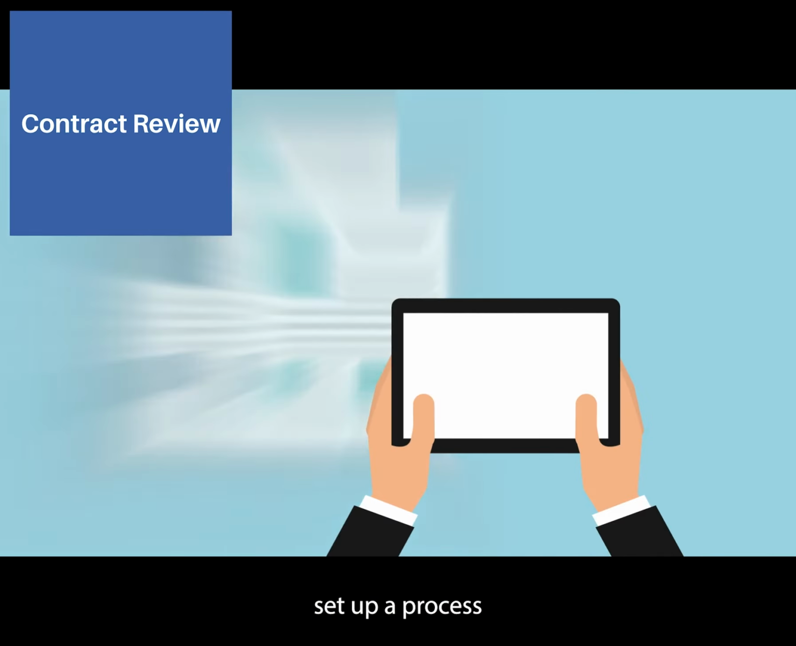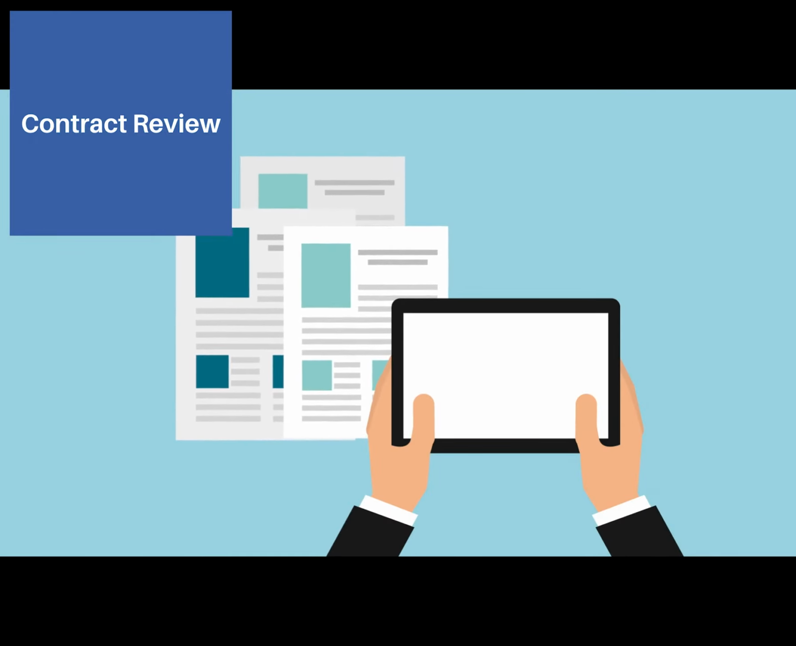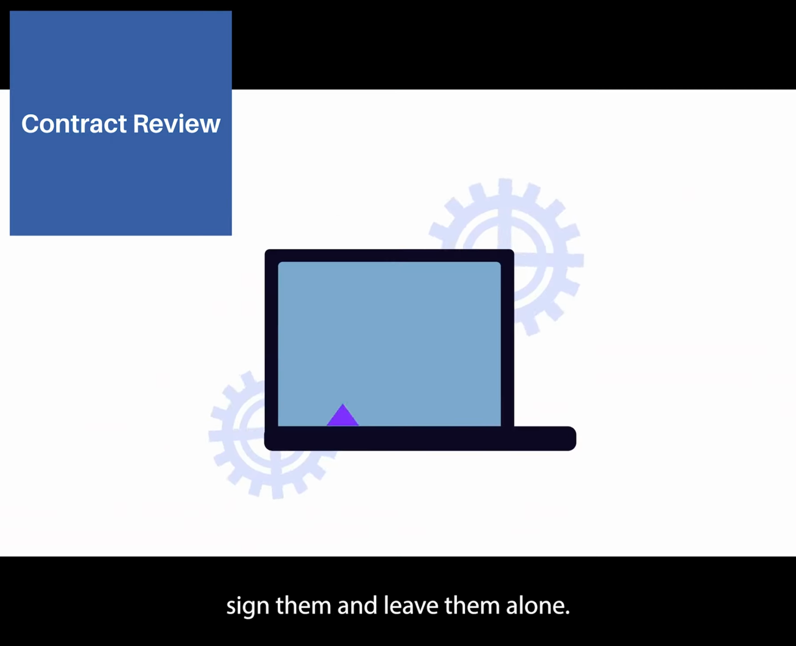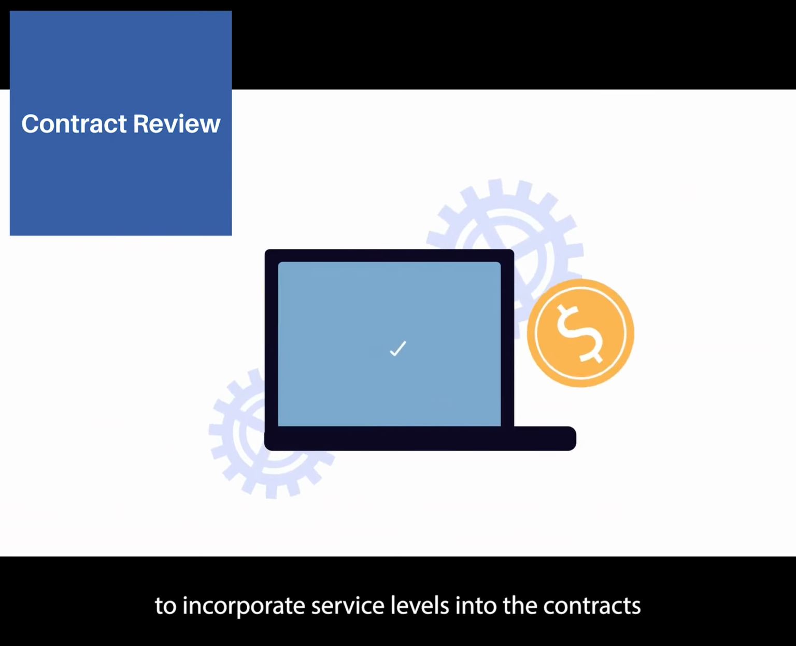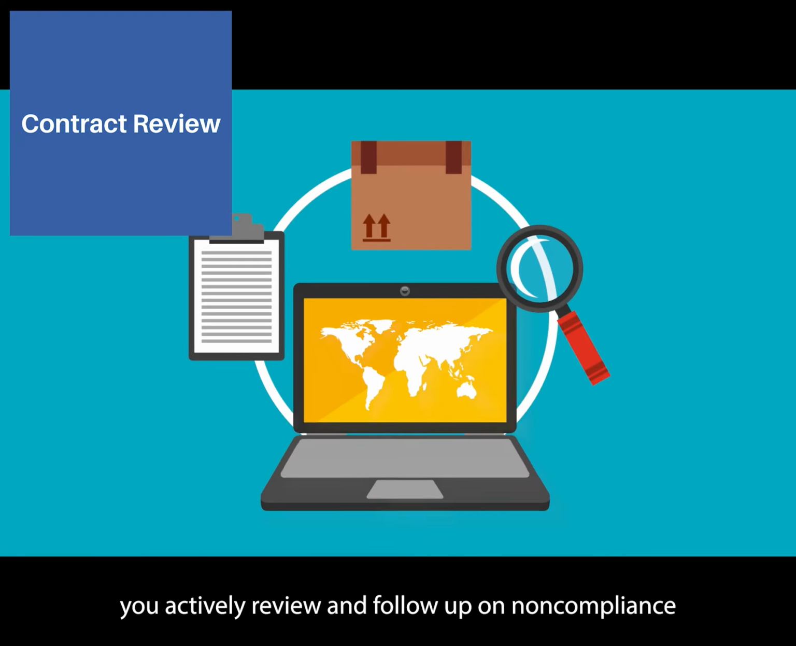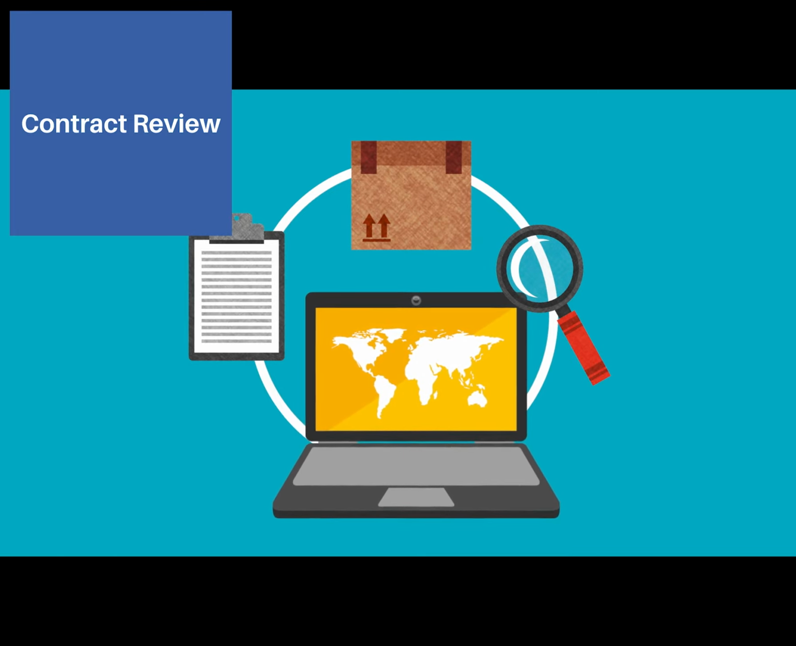Contract review. From a contract perspective, set up a process to monitor third parties based on service levels noted within contracts. Many times we create contracts, sign them, and leave them alone. But it's important to incorporate service levels into the contracts and make sure they are monitored. This ensures you actively review and follow up on non-compliance and hold your third parties accountable.